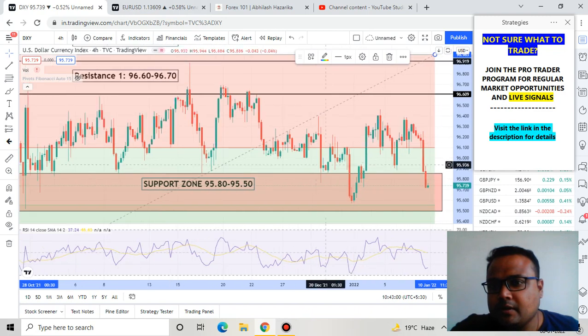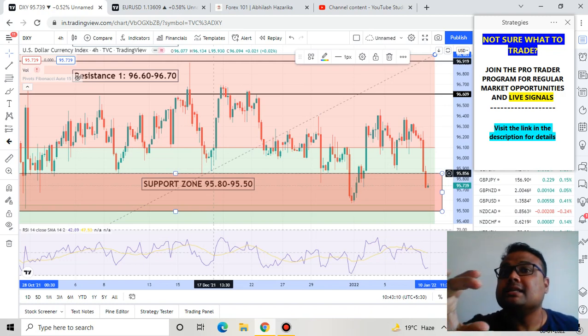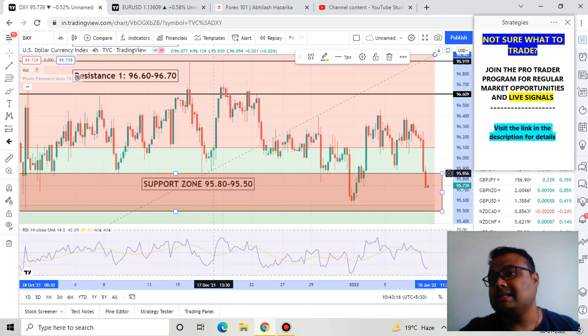You can see that there has been a big red candle, but this level has been acting as a very strong support for quite some time. So though it is standing at 95.73, it is a support zone. What is support, my dear friends? Support means it is the buyers zone. Buyers are present at this level.